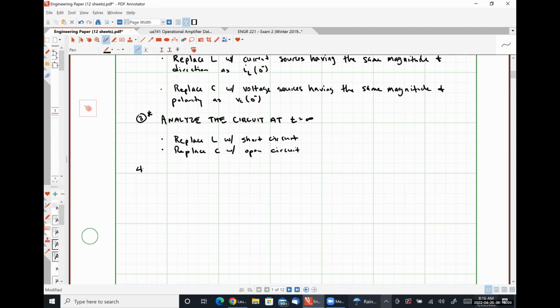Step 4 is to determine our time constant, tau, where tau is equal to L over R for RL circuits, and tau is equal to R times C for RC circuits.